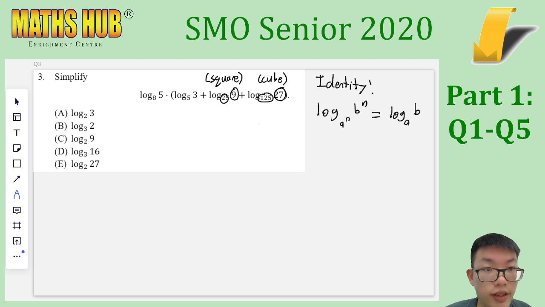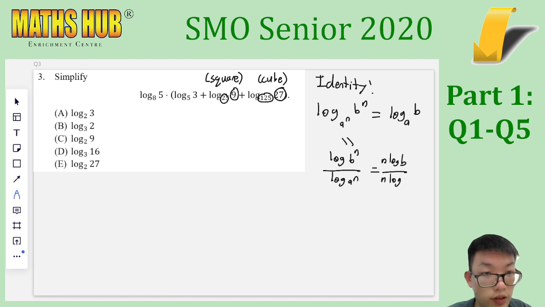Now, the reason why you can cancel off the nth powers is that this can be written using a change of base as log b to the n over log a to the n, which is equal to n times log base b over n times log base a, and after cancelling off the common factor of n, we get back to log base a of b.